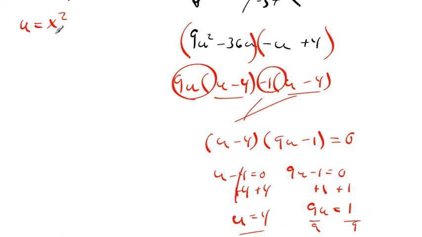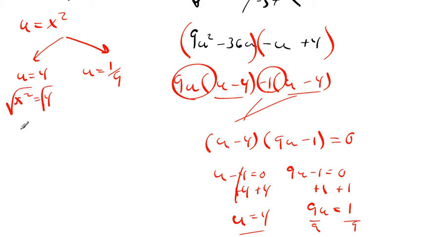So watch this. Let's set up two equations again. One says u equals 4 and then one says u equals 1/9, right? So those are the two answers we got. But u is x squared. So let's replace the u's with x squareds and then solve for x. So x squared equals 4. Take the square root of both sides. So x equals plus or minus 2.